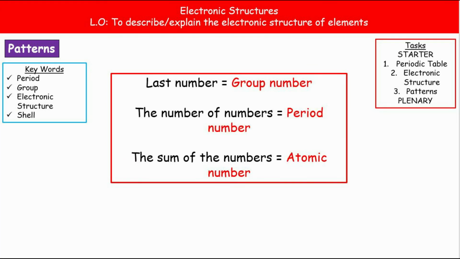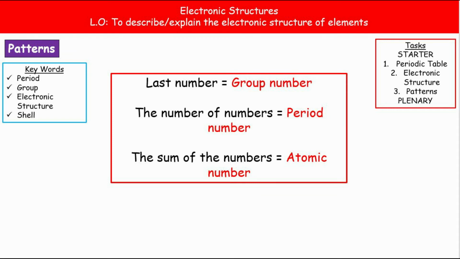So the last number, the final number in the electronic structure, is the group number. The number of numbers, how many numbers make up that electronic structure, tells us the period. And the sum of the numbers, if we add them all together, gives us the atomic number, which is also the number of electrons present. So tick any you got right, and any others that you didn't get right or missed out, make sure you've got them written down, because this is really important.